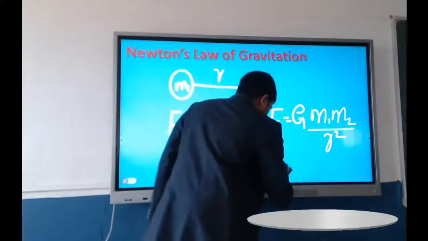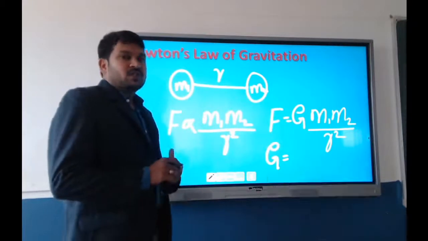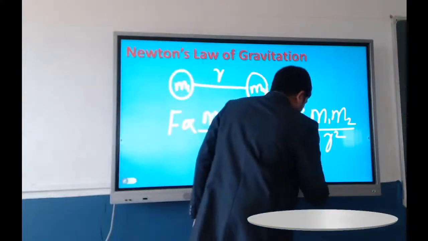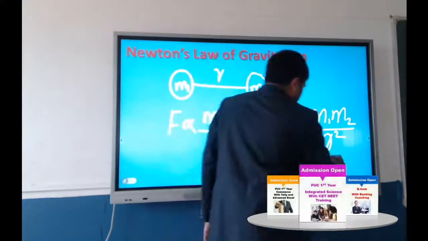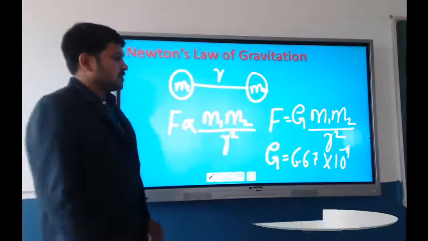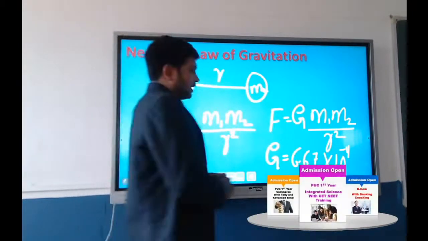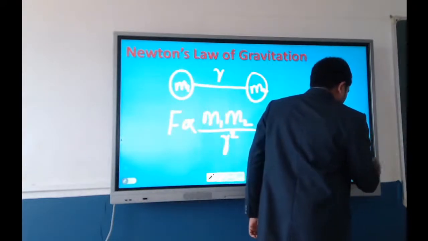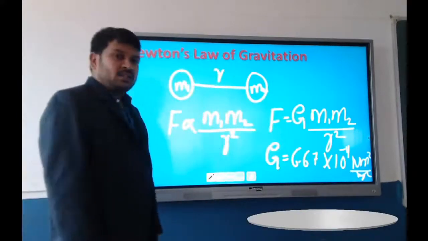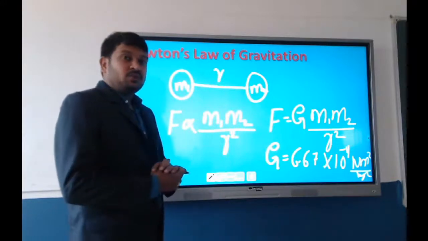What is meant by G, students? G is the universal constant. Its value is 6.67 into 10 to the power of minus 11, and the unit is Newton meter square per kg square. Remember this. I hope you understood Newton's law of gravitation.